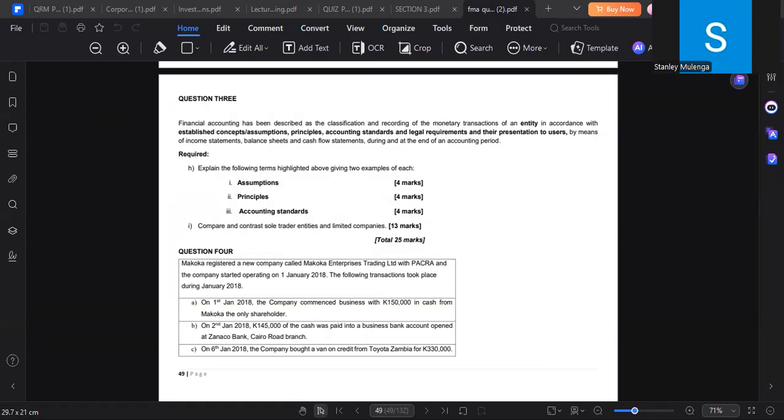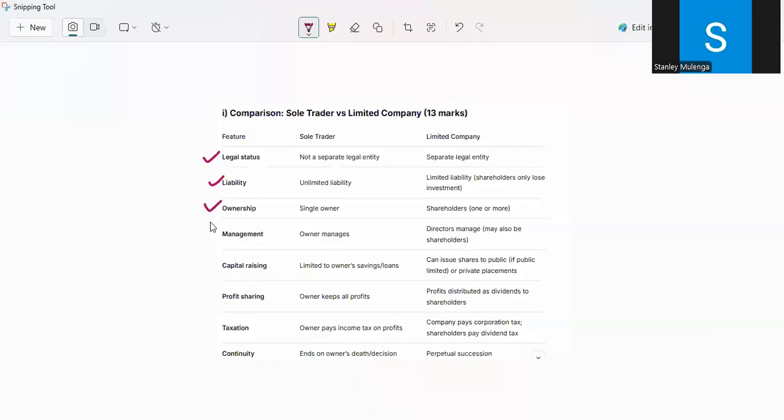So you can compare them in terms of the features and the legal status, in terms of liability, ownership, management, capital raising, profit sharing, taxation, and continuity. So the differences could be, number one, legal status. A sole trader is not separate from the owner, whereas a company is separate from the owner, meaning a company is an independent person.